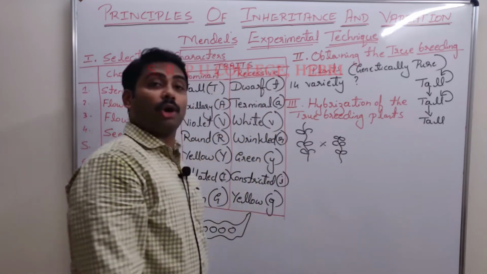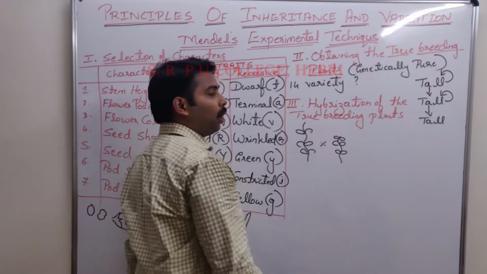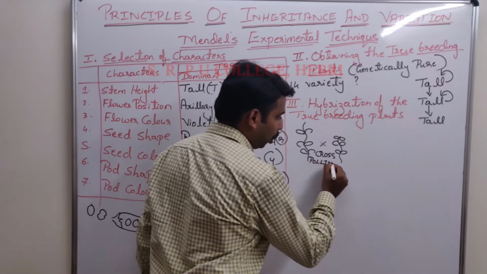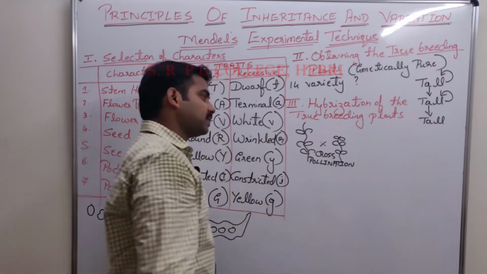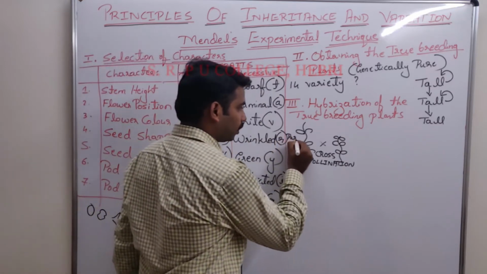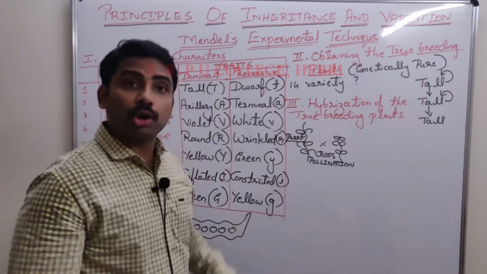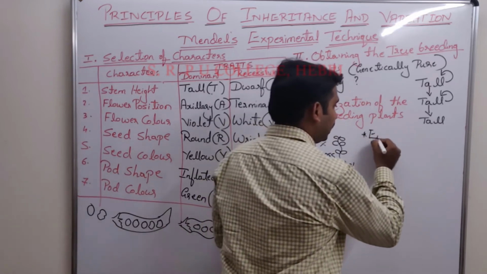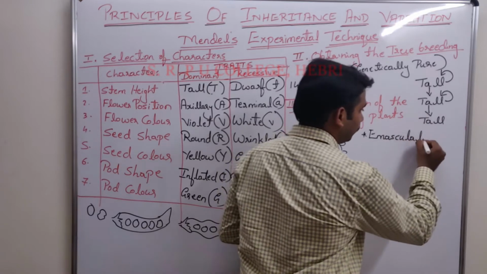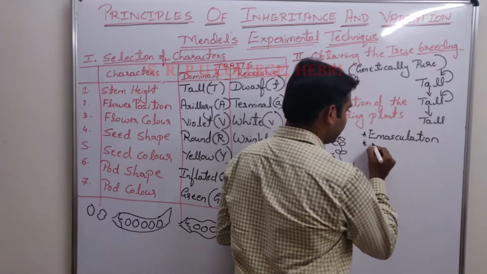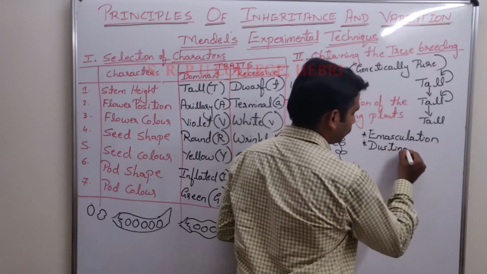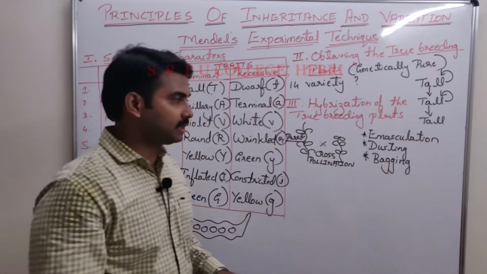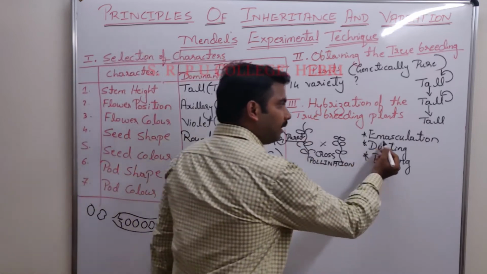Did he cross pollinate or self pollinate? He cross pollinated. Remember what he did? Cross pollination. Okay, in the first step he selected the two parents, then he did cross pollination. How did he perform cross pollination? During cross pollination, he conducted emasculation, dusting as well as bagging. Very simple.